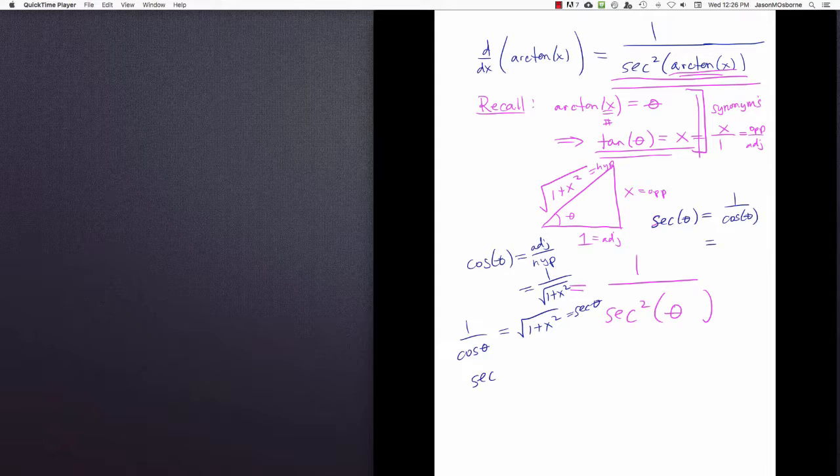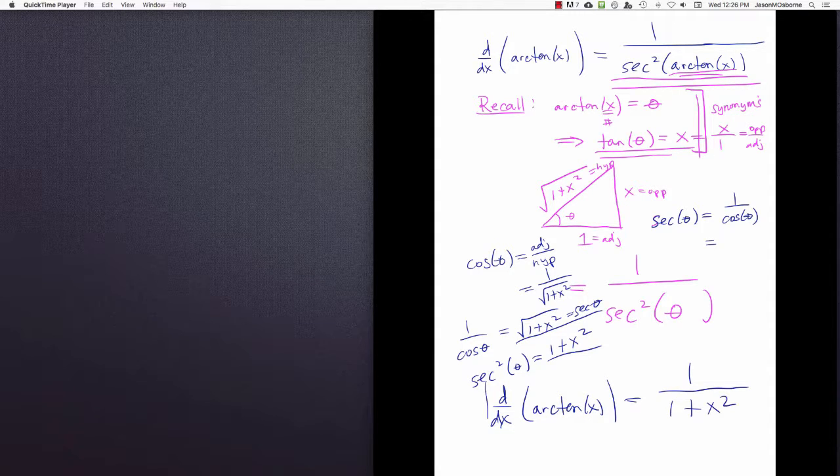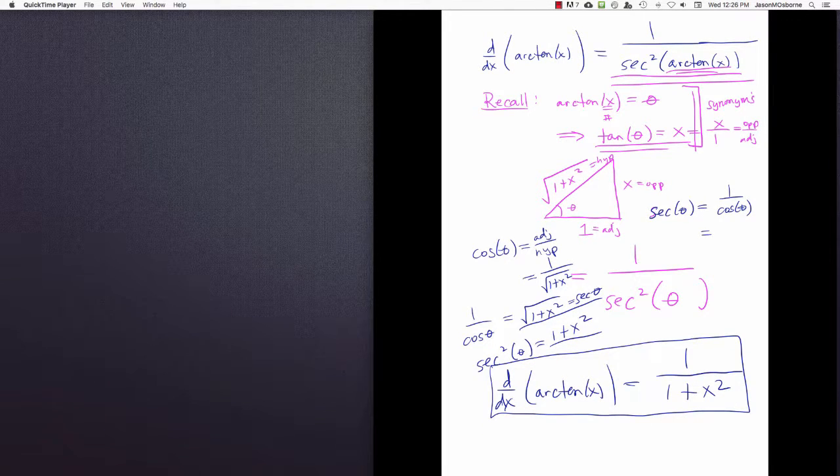The secant is the square root of 1 plus x squared, so when you square it, you get 1 plus x squared. Which then tells us that the derivative of the arctangent of x is equal to 1 over the secant squared. The secant squared is 1 plus x squared. And there is the derivative, from the general formula for the inverse function's derivative and doing a little bit of trigonometry. So ends this video.